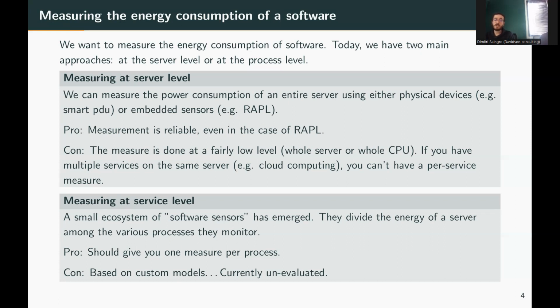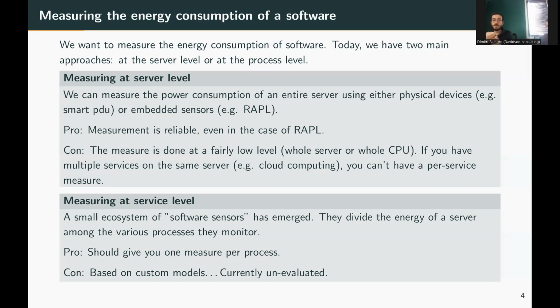So the main advantages of those approaches is that the measurements are considered reliable. So for power meters, basically you have the measurement at the physical level, so you cannot be much more precise. But even with RAPL, the general consensus is that those measurements are considered quite reliable. And the disadvantages are that the measurements are done at a fairly low level. So you can either have the measurement of the whole server or the whole CPU.